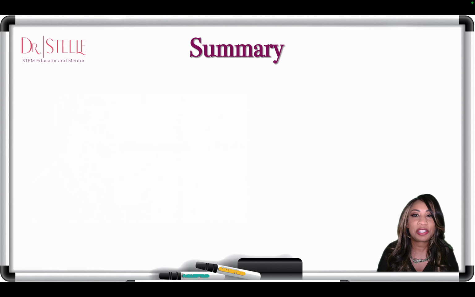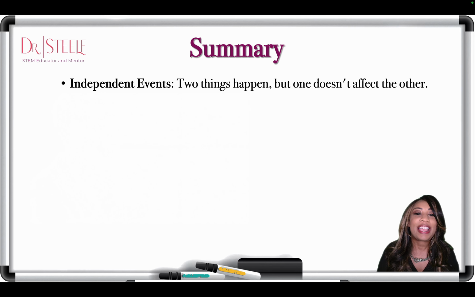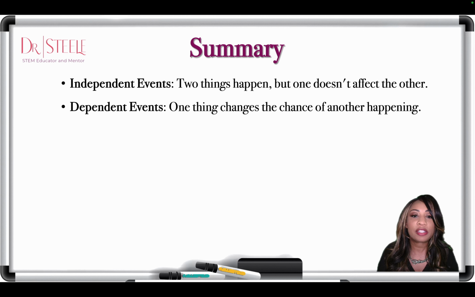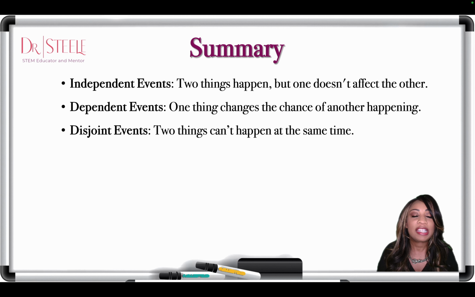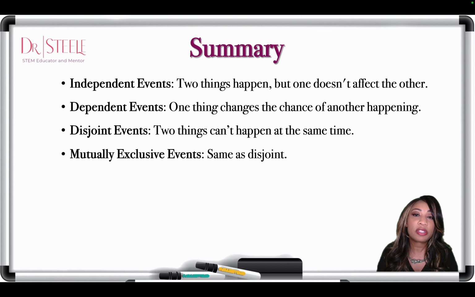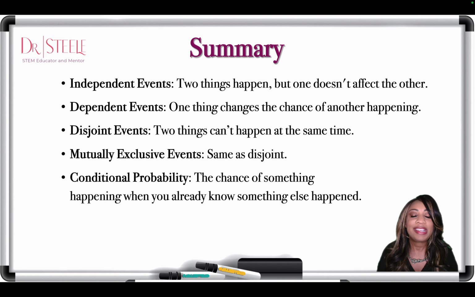Let's summarize this into one pretty slide. Independent events. Two things happen, but one doesn't affect the other. Dependent events. One thing changes the chance of another happening. Disjoint events. Two things can't happen at the same time. Mutually exclusive events, same as disjoint, can't happen at the same time. Conditional probability, the chance of something happening when you already know something else happened.